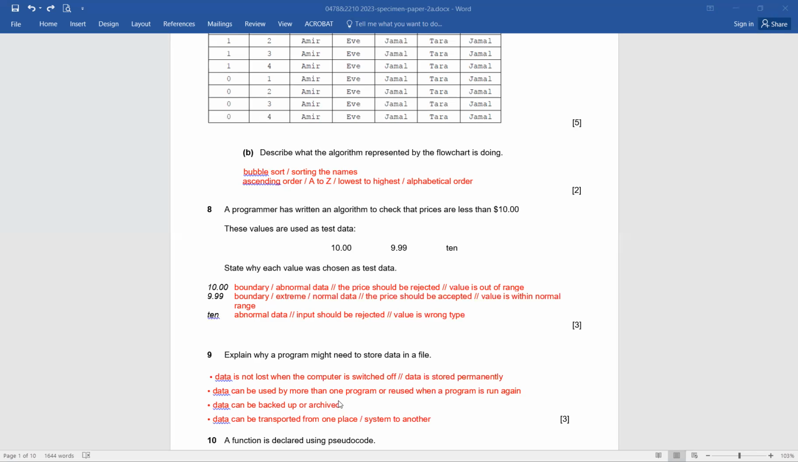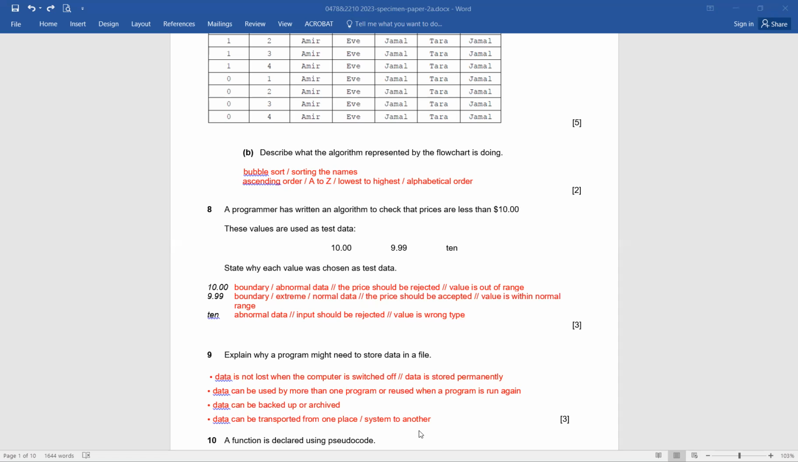Data can be used by more than one program or reused when a program is run again. Data can be backed up or archived. They can be transported from one place or system to another. When we store files, there are multiple reasons. One is my own saving. I don't want to lose my data, so I'll be saving it once the computer is switched off. Or it can be used by more than one program, then I'll also be going for storage of my file. Or if the data can be backed up or archived for future use, I'm going to again save my data. Or it can be transported. I want to share it with someone else, then also I'll need to store the data.